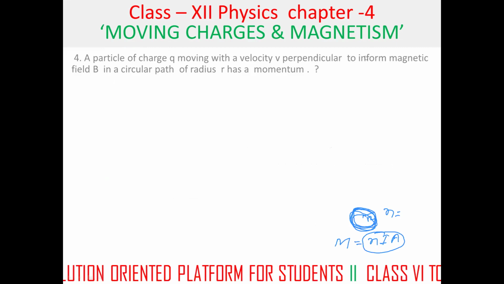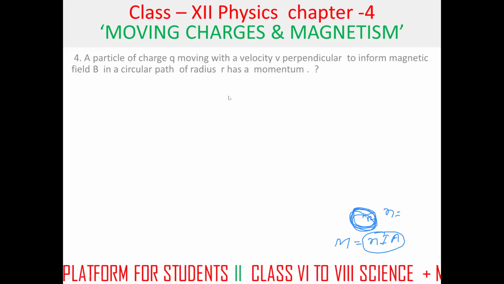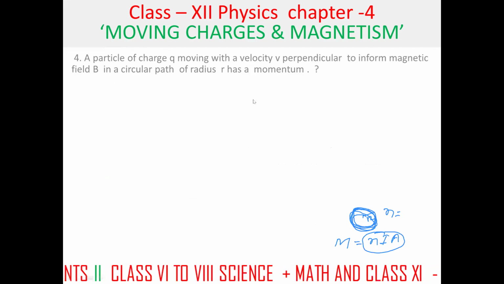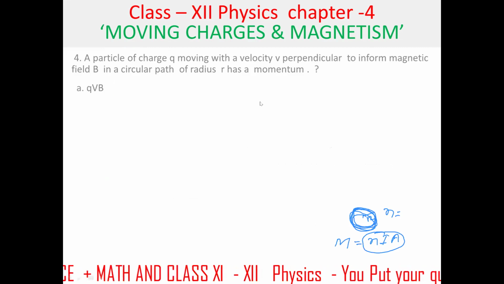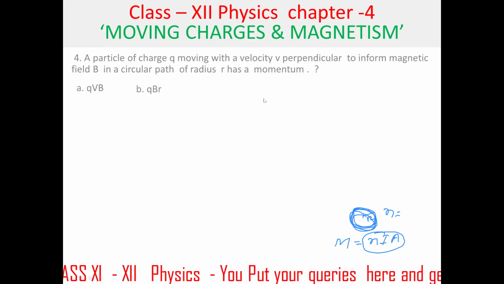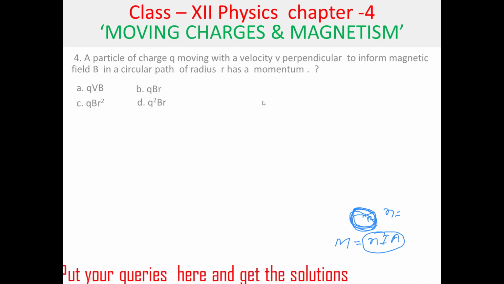Now next question. A particle of charge Q moving with a velocity v perpendicular to a uniform magnetic field B in a circular path of radius r has a momentum. Momentum क्या होता है? अगर ये circular path में घूमता है तो momentum क्या होता है?